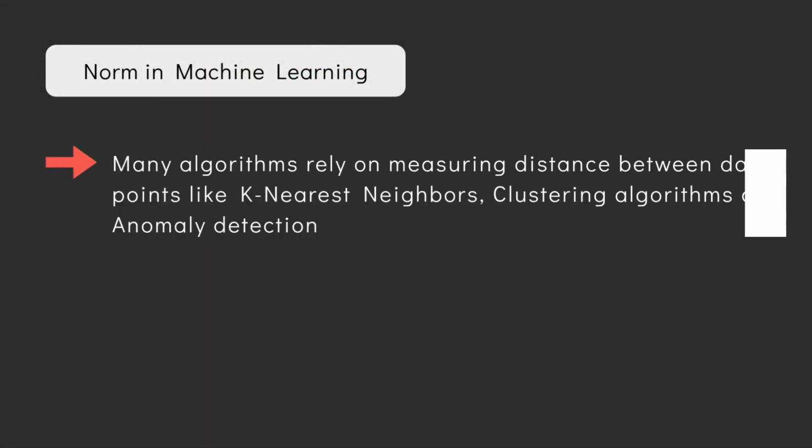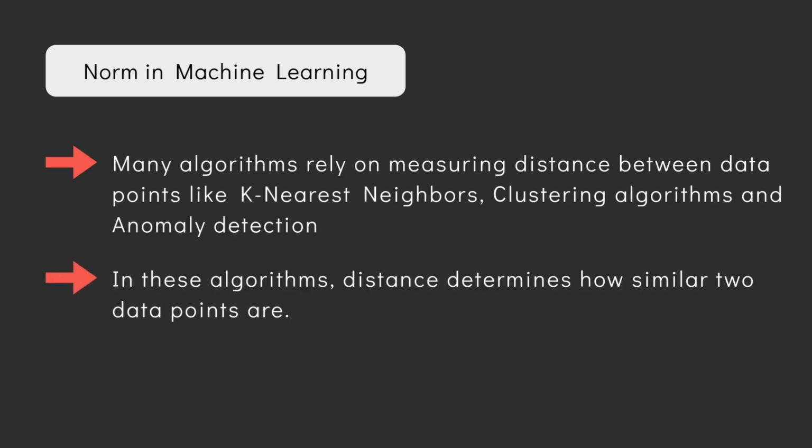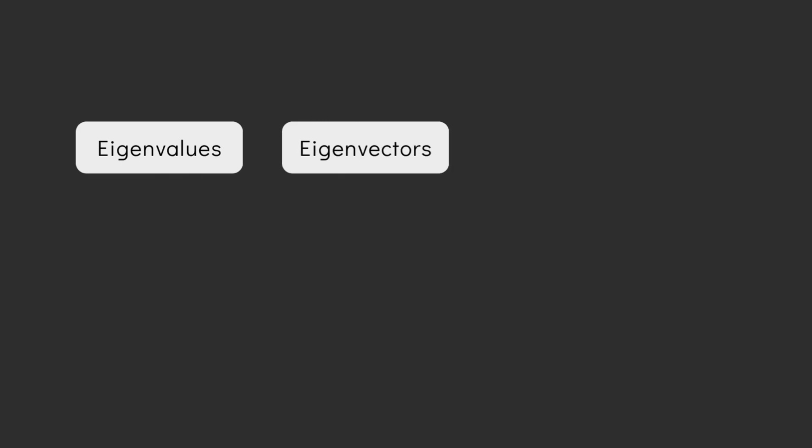Norms appear frequently in machine learning. Many algorithms rely on measuring distance between data points. Examples include k-nearest neighbors, clustering algorithms, and anomaly detection. In these algorithms, distance determines how similar two data points are. Now let's move to the second concept, eigenvalues and eigenvectors. These ideas describe how matrices transform vectors.